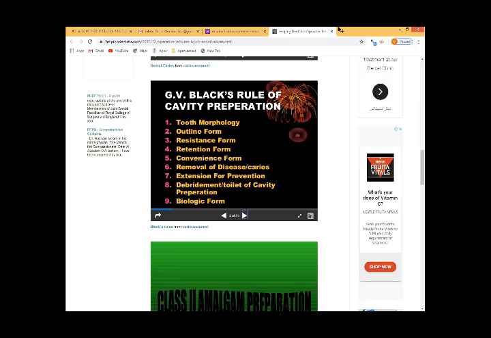We'll discuss it again one day in the laboratory, and we will dig a cavity. But here in this class, I'm concerned only with giving you an idea of the class 2 cavity, the design of the class 2 cavity. We will look into the tooth morphology of that particular area, then make the outline form, then the resistance form. These principles are the same when we are designing class 1, 2, 3, 4, or 5. All these 5 principles we consider when we are digging a cavity.